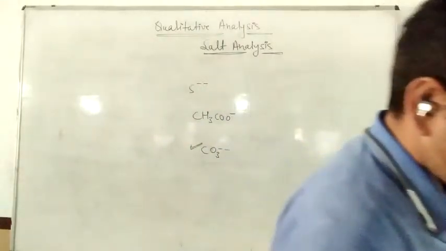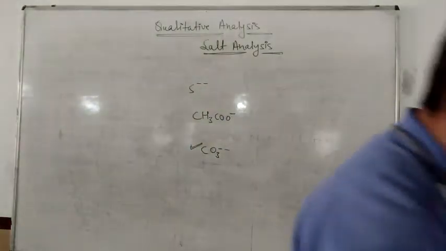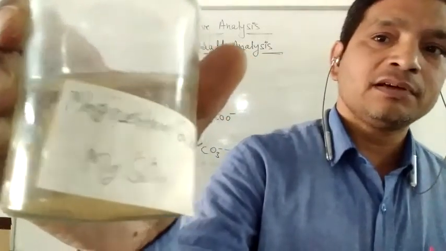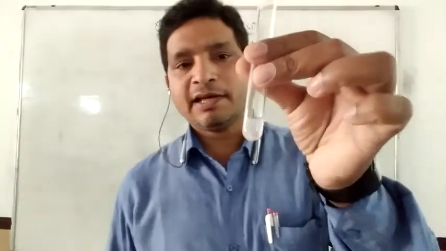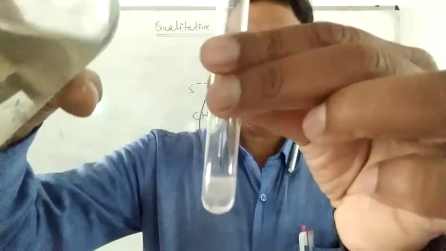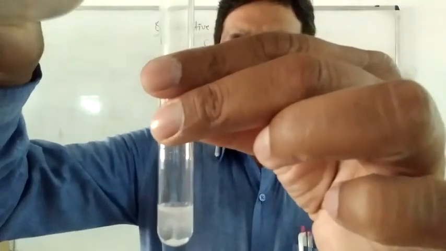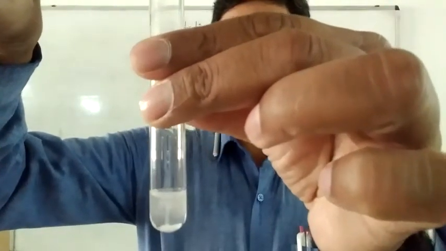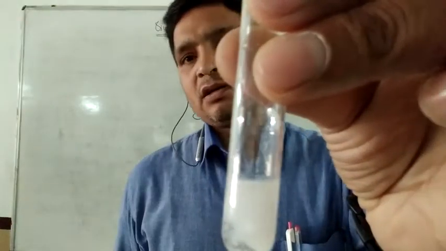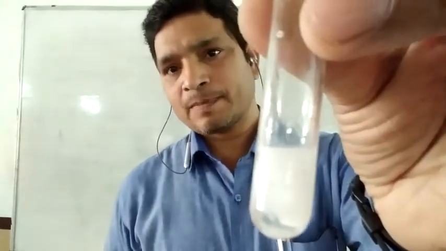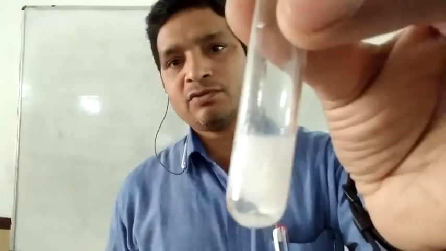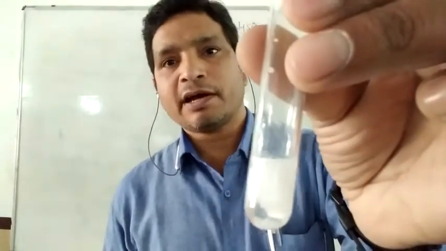Now when the aqueous solution of magnesium sulfate, this is the magnesium sulfate, is added to the aqueous solution of the salt, just observe. You can see here the clear solution has now become a white precipitate. So it is confirmed that this salt contains the carbonate ion. This is the confirmatory test for the carbonate ion.